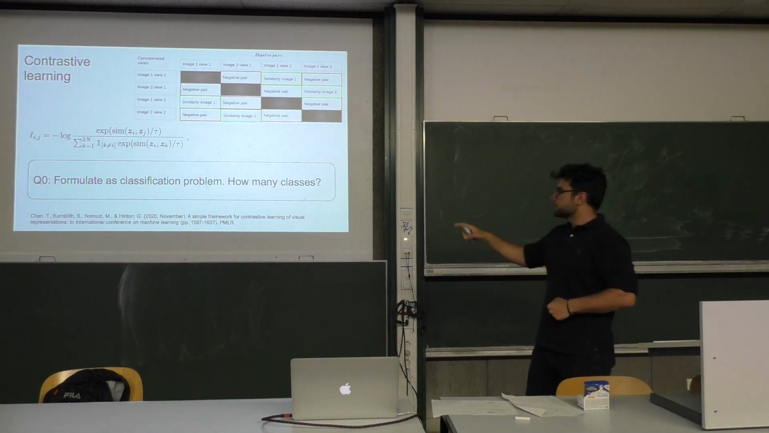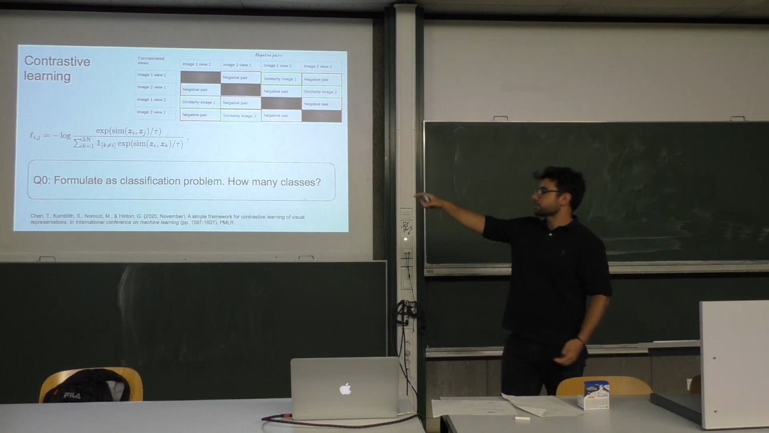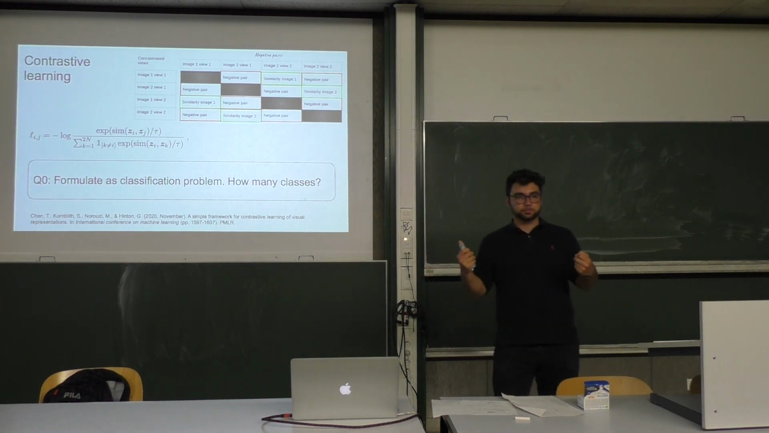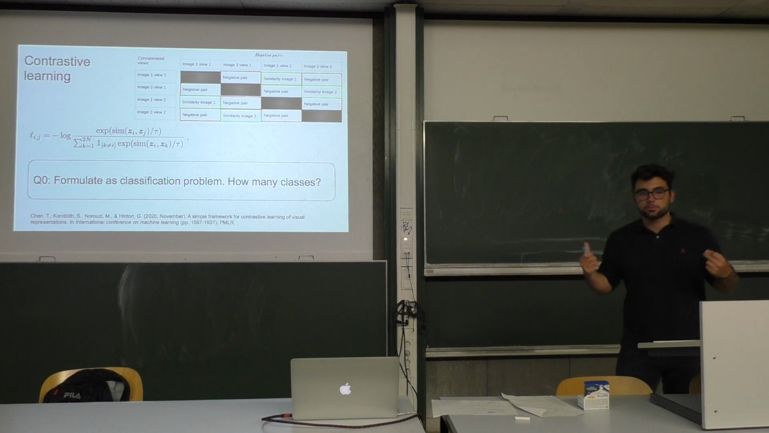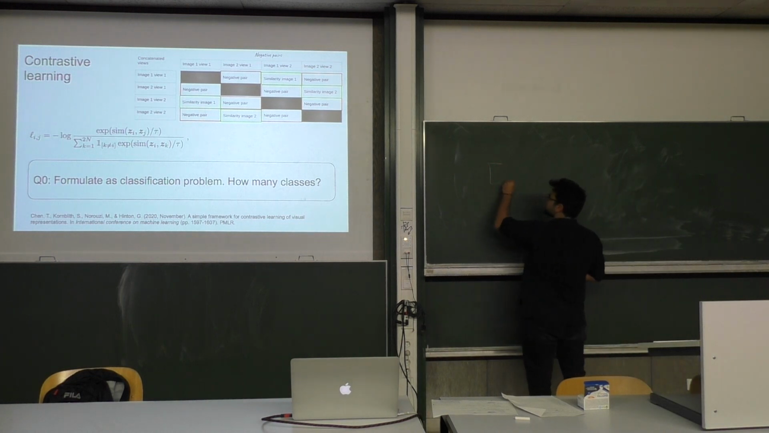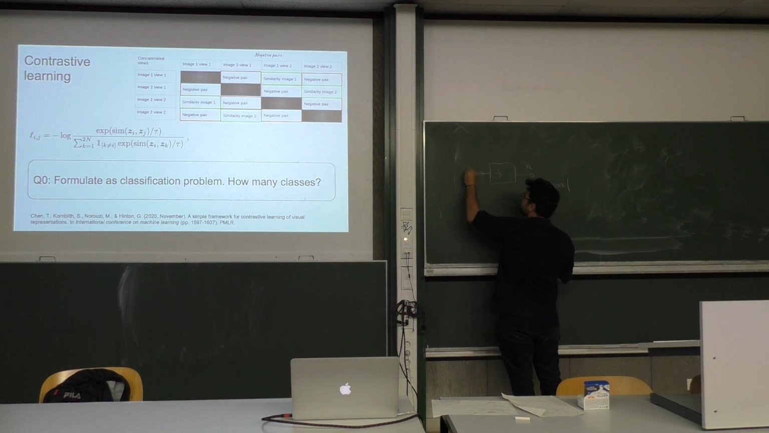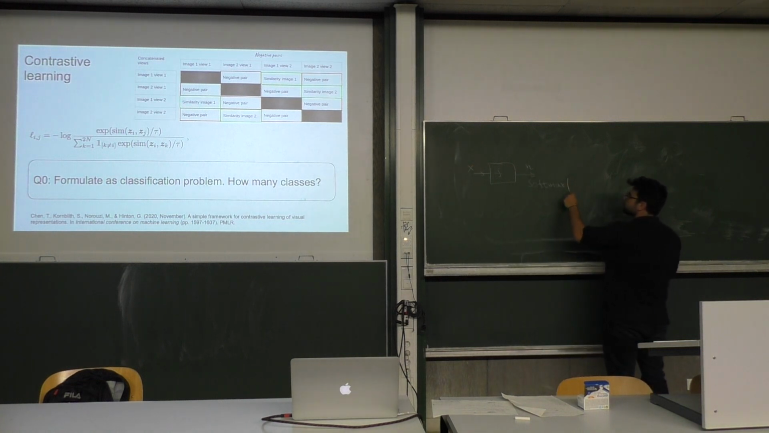If you read the SimCLR paper, there is this objective function, and they say that they formulate it as a classification problem. In a classification problem, at least in the supervised setting, we have a network and then a softmax over the dimension of the different classes.